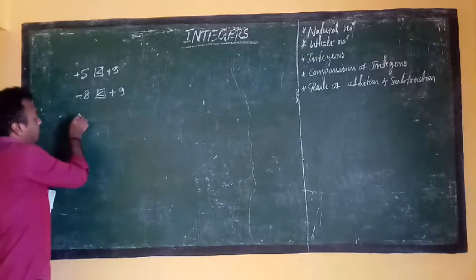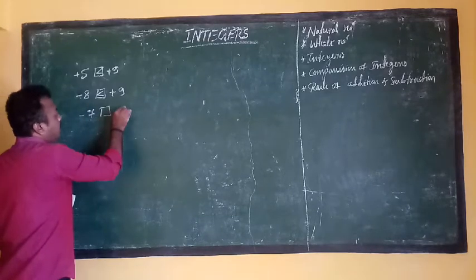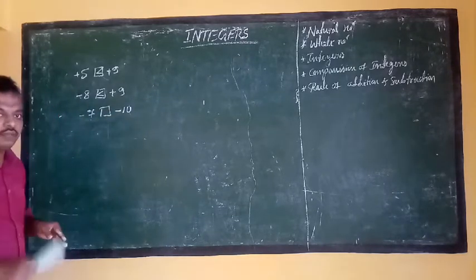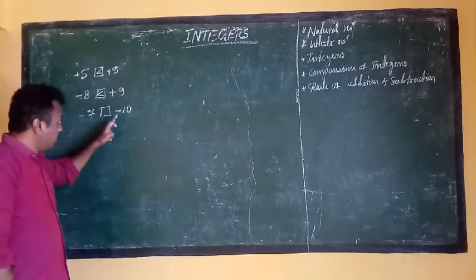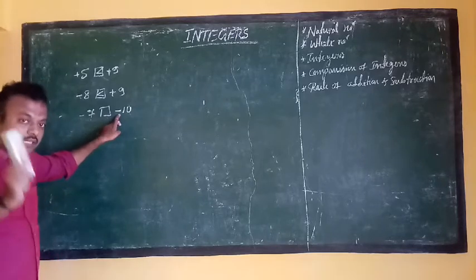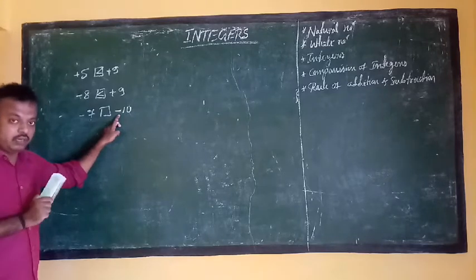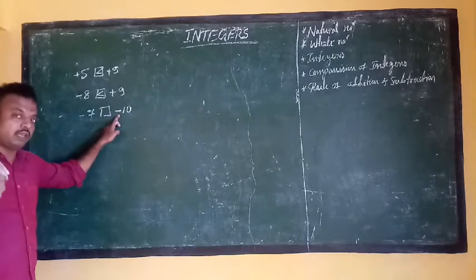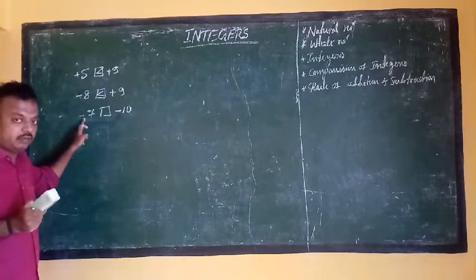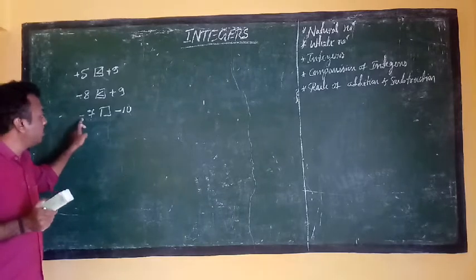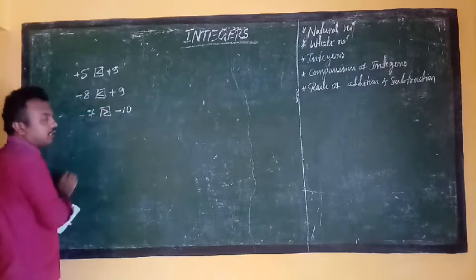Now both are negative: minus 7 and minus 10. Minus 7 and minus 10. So both are negative. I told you that the higher the negativity, the value decreases. Highest negativity, smallest value. Smaller negativity, higher value. Correct? In that, the smallest negativity is minus 7, which means higher value. Therefore, minus 7 is greater than minus 10.